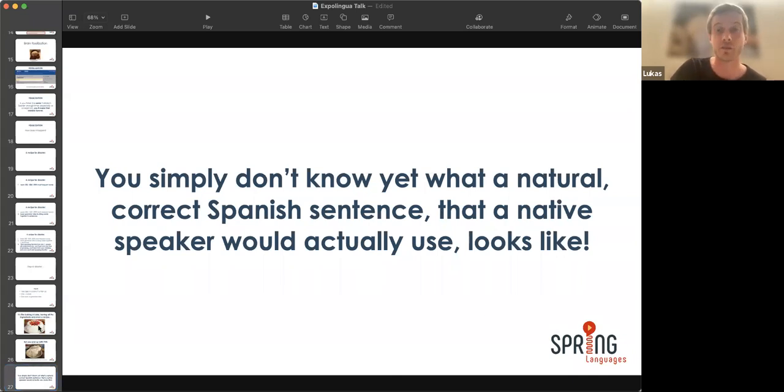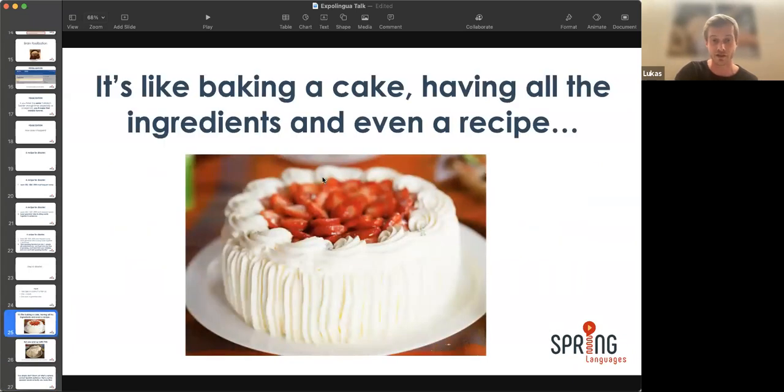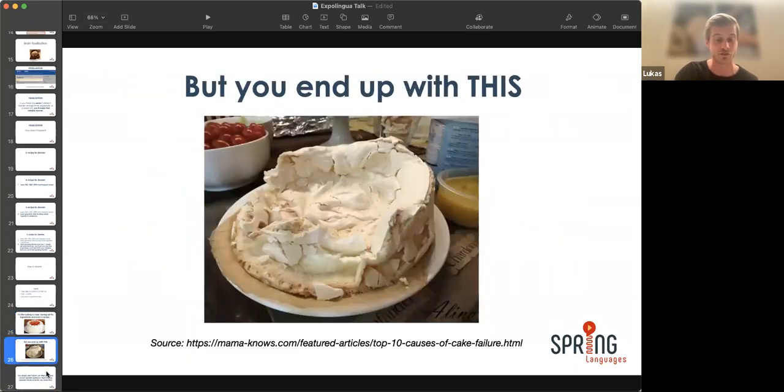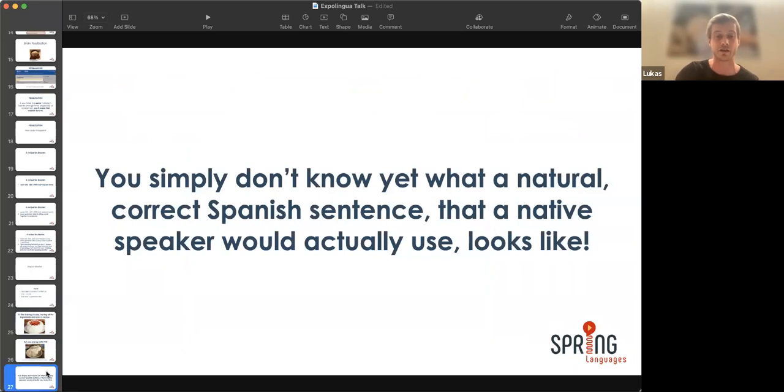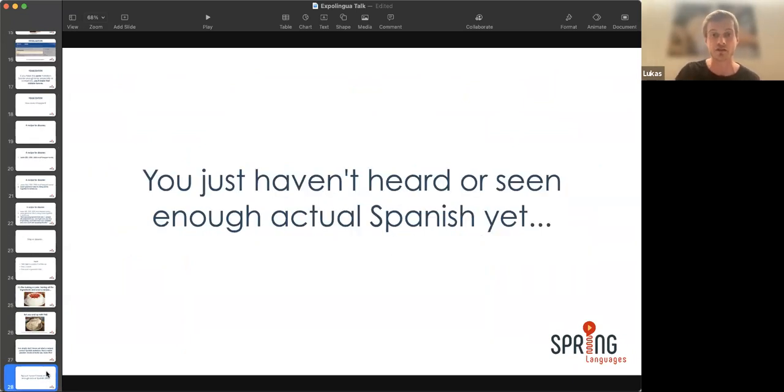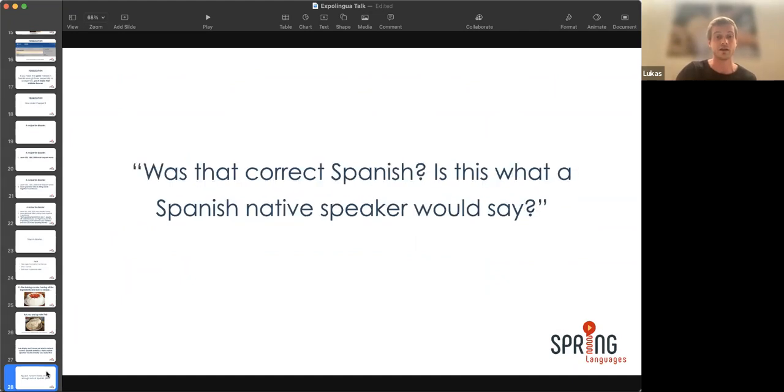You have the recipe, but you don't know that it should look like this, the end result, right? And then you end up with something like this. That's what often happens when you learn a language too. You just haven't heard or seen enough actual Spanish yet, so you don't know what it would look like. You often ask yourself, when you say something, was that correct Spanish? Is this what a Spanish native speaker would say? Or did I just make this up? And this is often what you feel. And I'm sure many of you also felt that way when speaking Spanish.